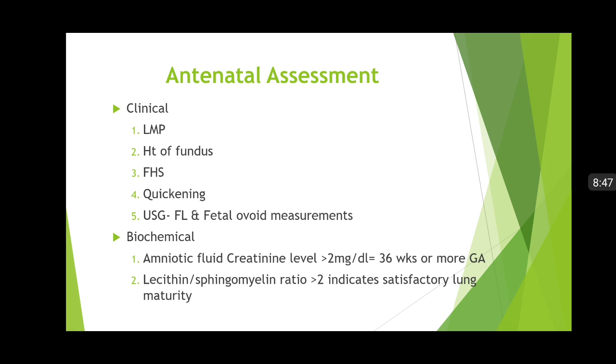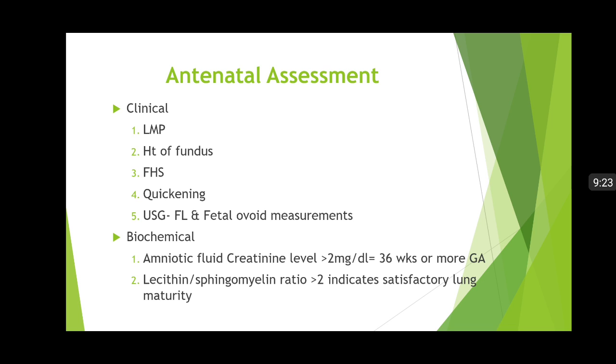These all were clinical methods, and there are other methods of gestational age assessment in utero, and one of them is the biochemical method. In the biochemical method usually we assess various levels in amniotic fluid. Basically urea and creatinine will increase with the maturity of gestational age, and a creatinine level of more than 2 milligram per deciliter indicates that the maturity of the fetus is 36 weeks or more.